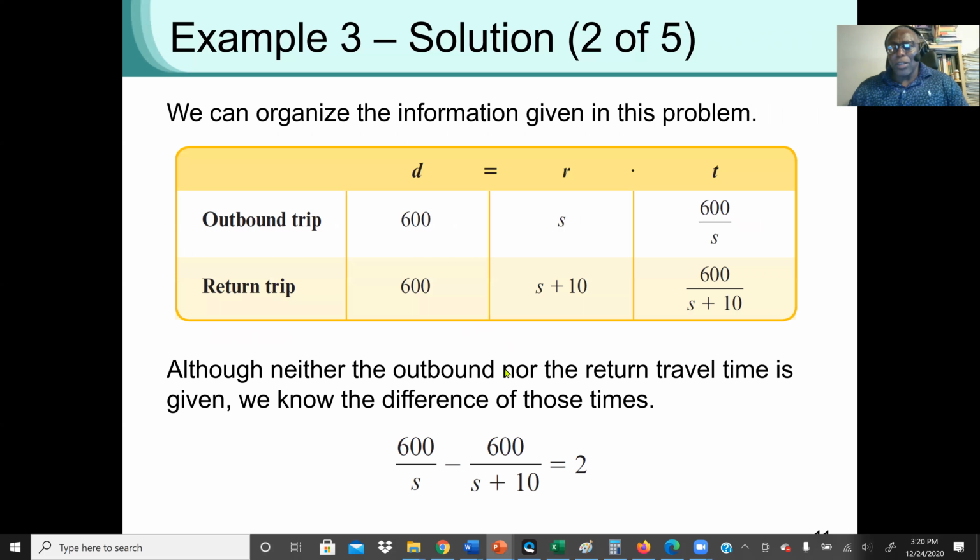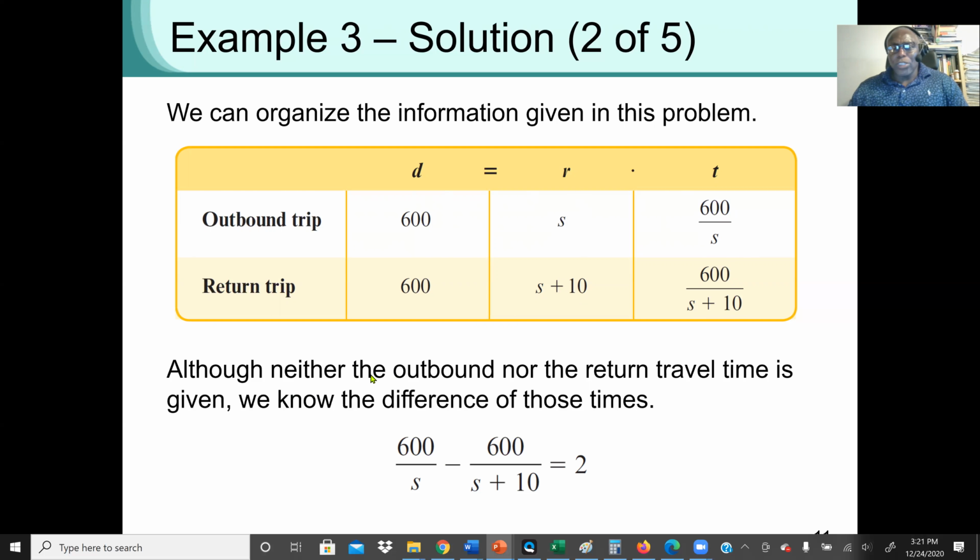So if we know this formula, then we can write the outbound trip, that's the trip that is taken to the conference. The distance is 600. The speed rate is S. As we said, we let S be the speed, and that's what we are looking for. So if the speed is S, then the time will be the distance over the speed, which is 600 over S. The returning trip is also the same distance, 600, but this time we increase the speed by 10. So the rate will be S plus 10, and the time will be 600 over S plus 10.